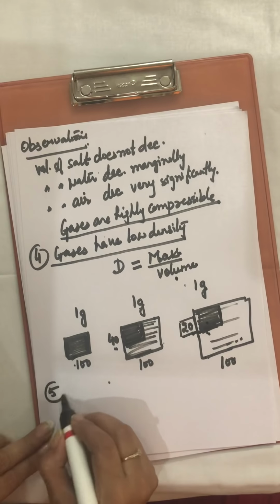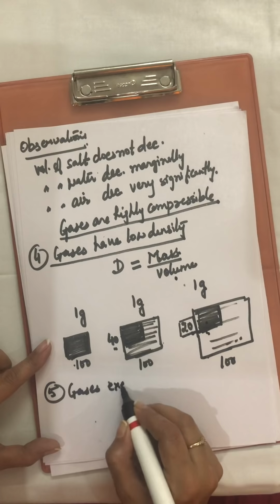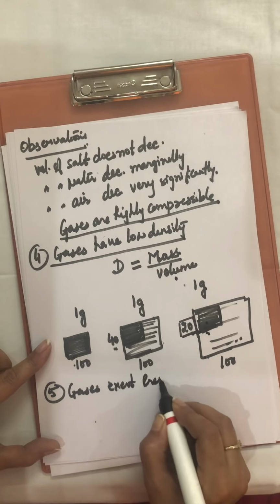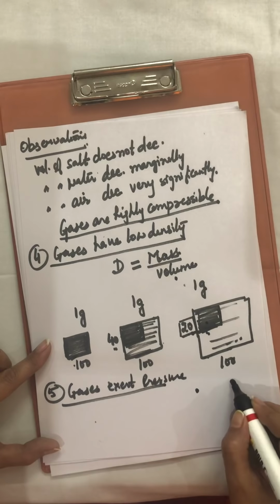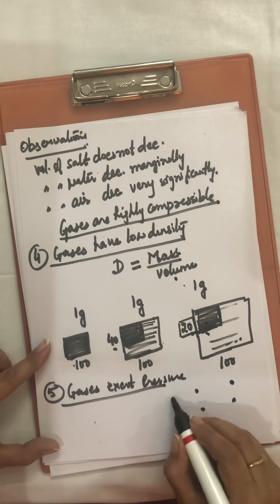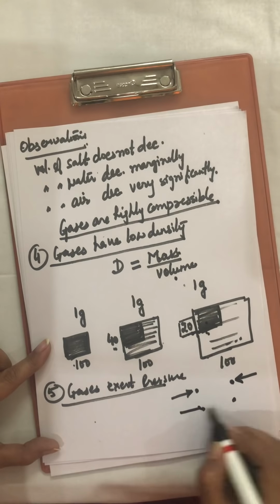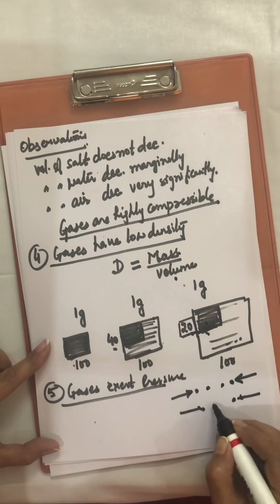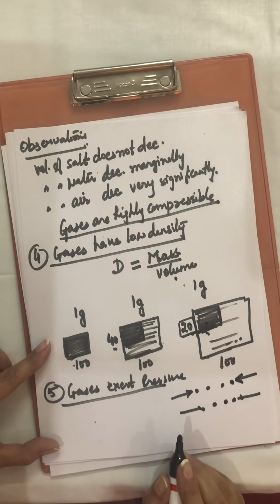Next property of gases: gases exert pressure. Why are gases highly compressible? Because spaces between the particles are large. So when we apply pressure on these particles, they come close. They come close because there is space for these particles to move. So gases exert pressure.